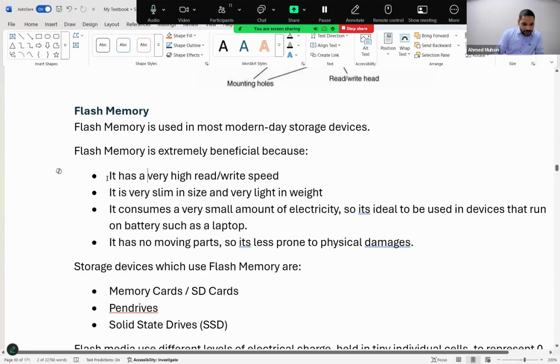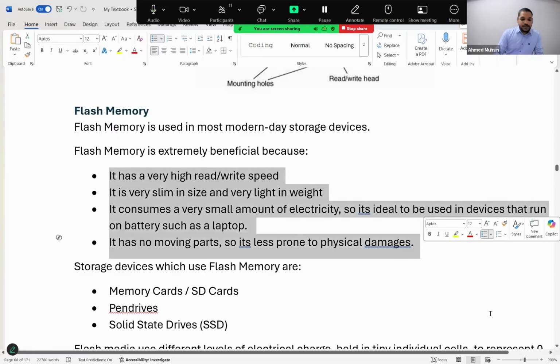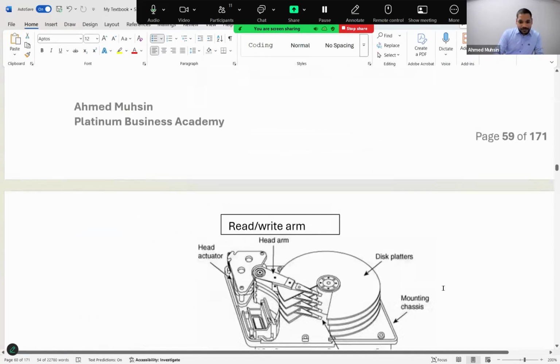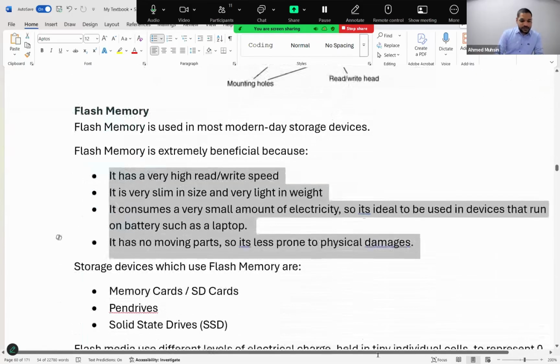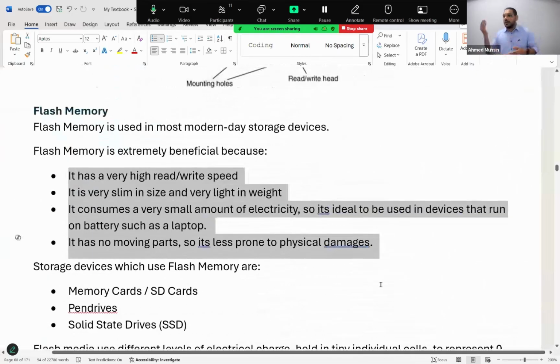Right. Now, guys, can you all read these benefits again on page number 60? Boys, girls, can you all see the same benefits I have mentioned? High read-write speed. Very slim in size, light in weight, consumes very little electricity. So excellent for rechargeable devices. Are we okay with this? Keep reading it. It has no moving parts, so less prone to physical damages. Are we okay with this?